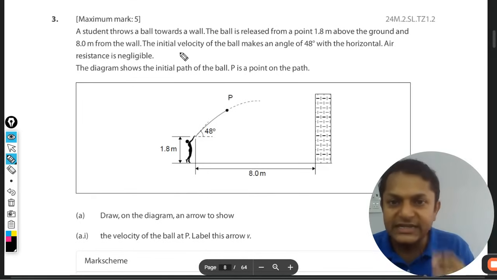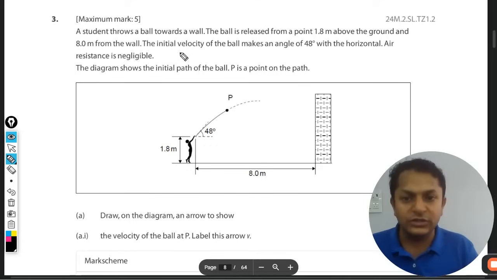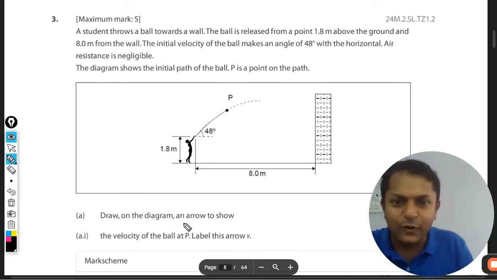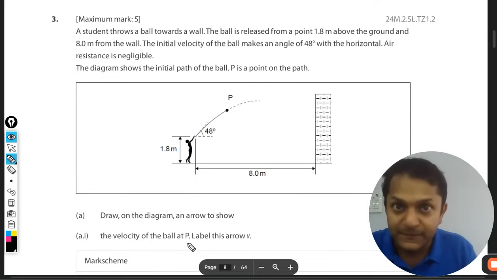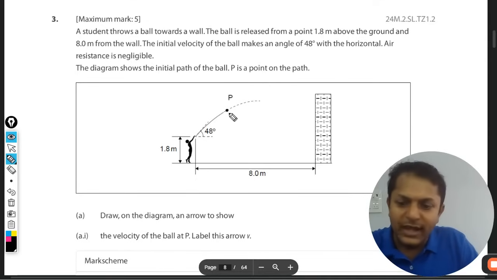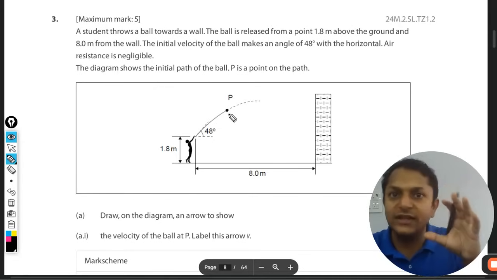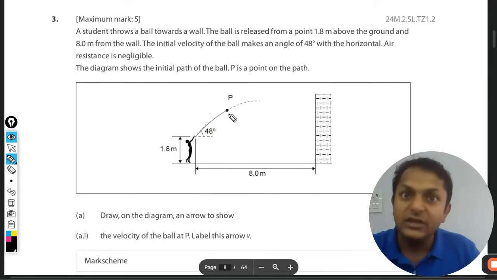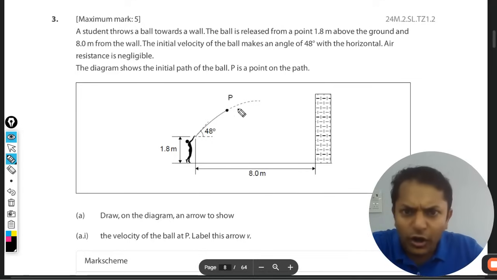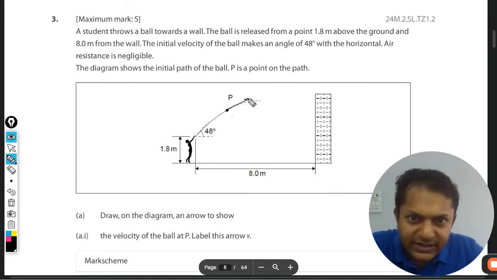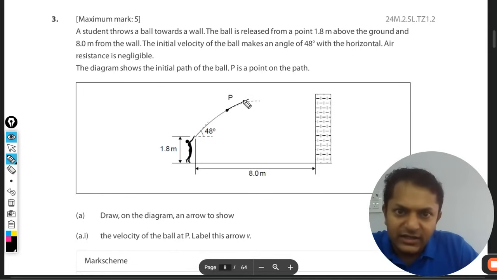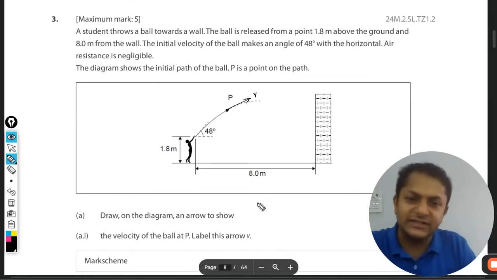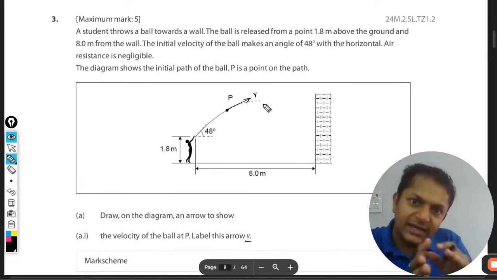The diagram shows the initial path of the ball and P is a point on the path. Draw on the diagram an arrow to show the velocity of the ball at the point P. Label this arrow V. So what is going to happen at this point P? We have to first find in what direction the body is going, that is, in which direction is the velocity. Clearly, it's kind of obvious that there will be a tangent here, and this tangent will be given the symbol V, because it is written that you have to write V on it. So this is the velocity, and we have shown it.